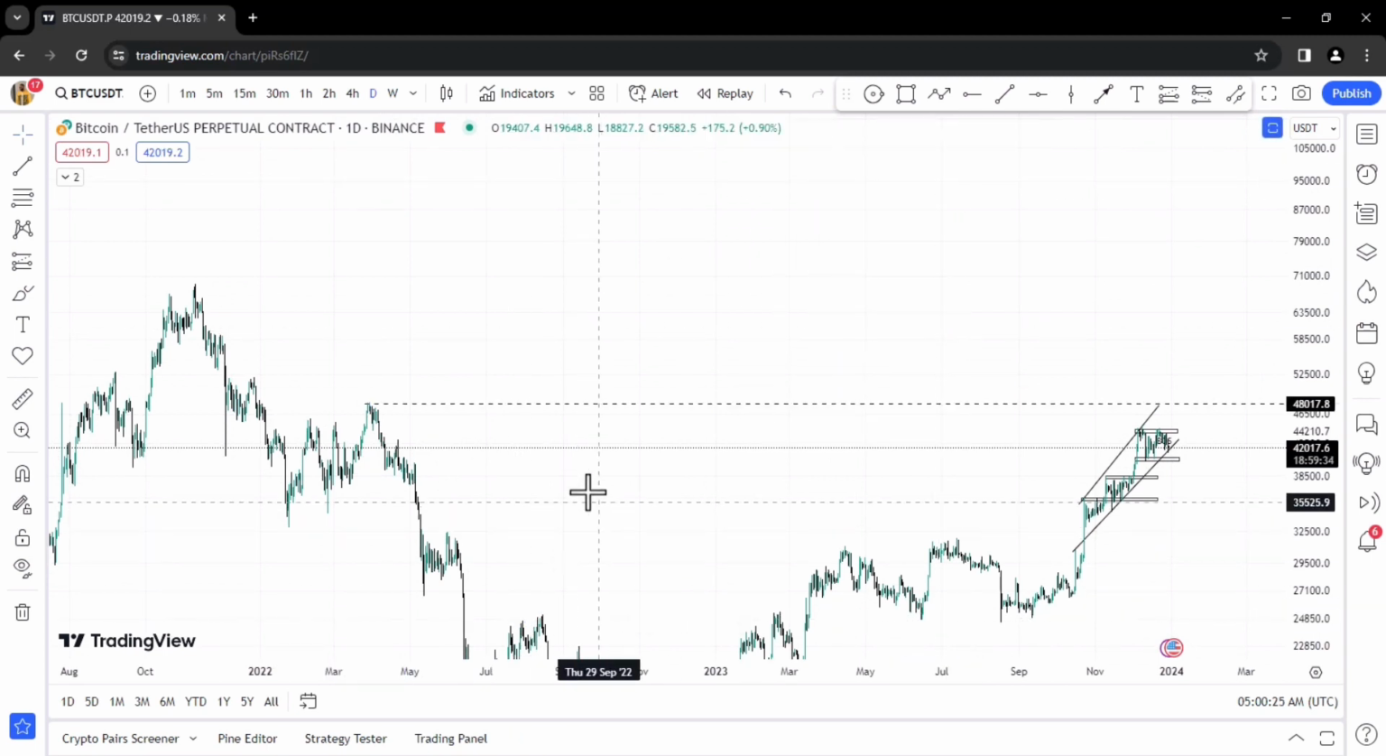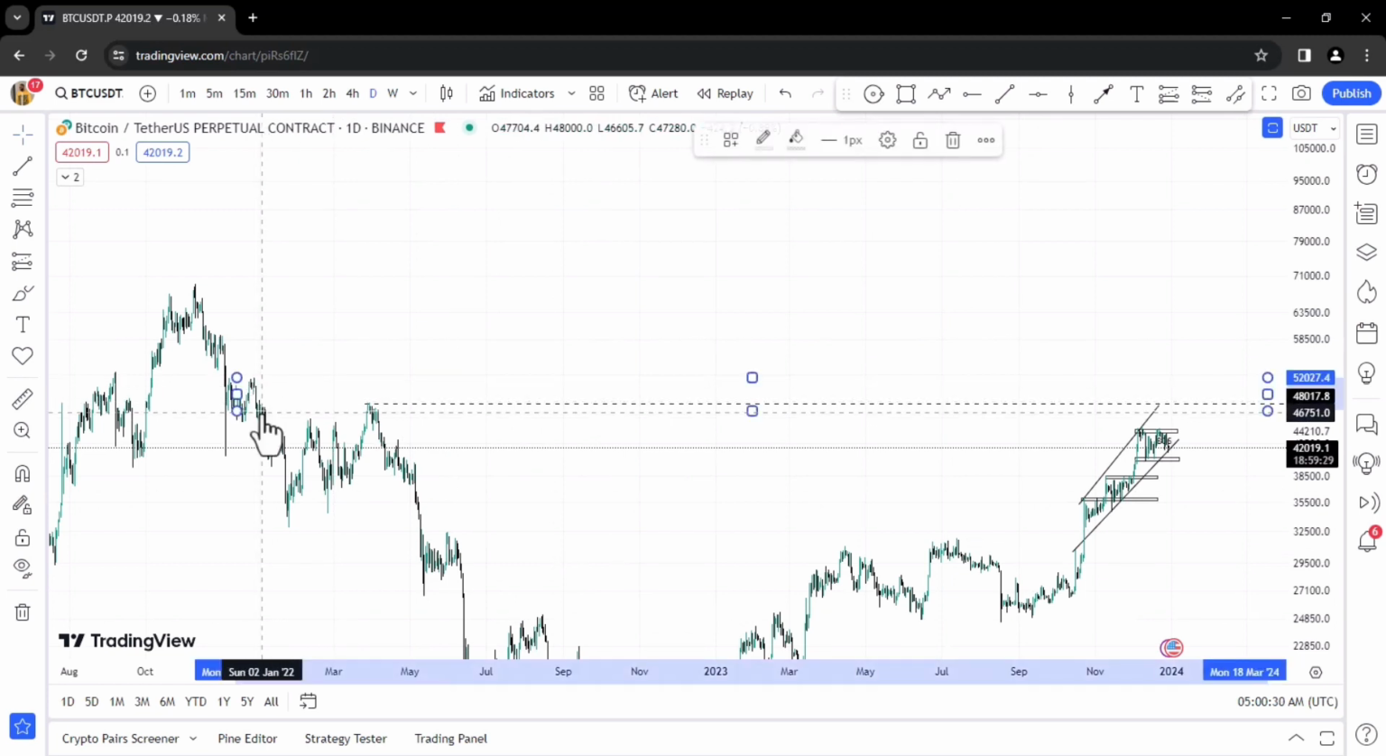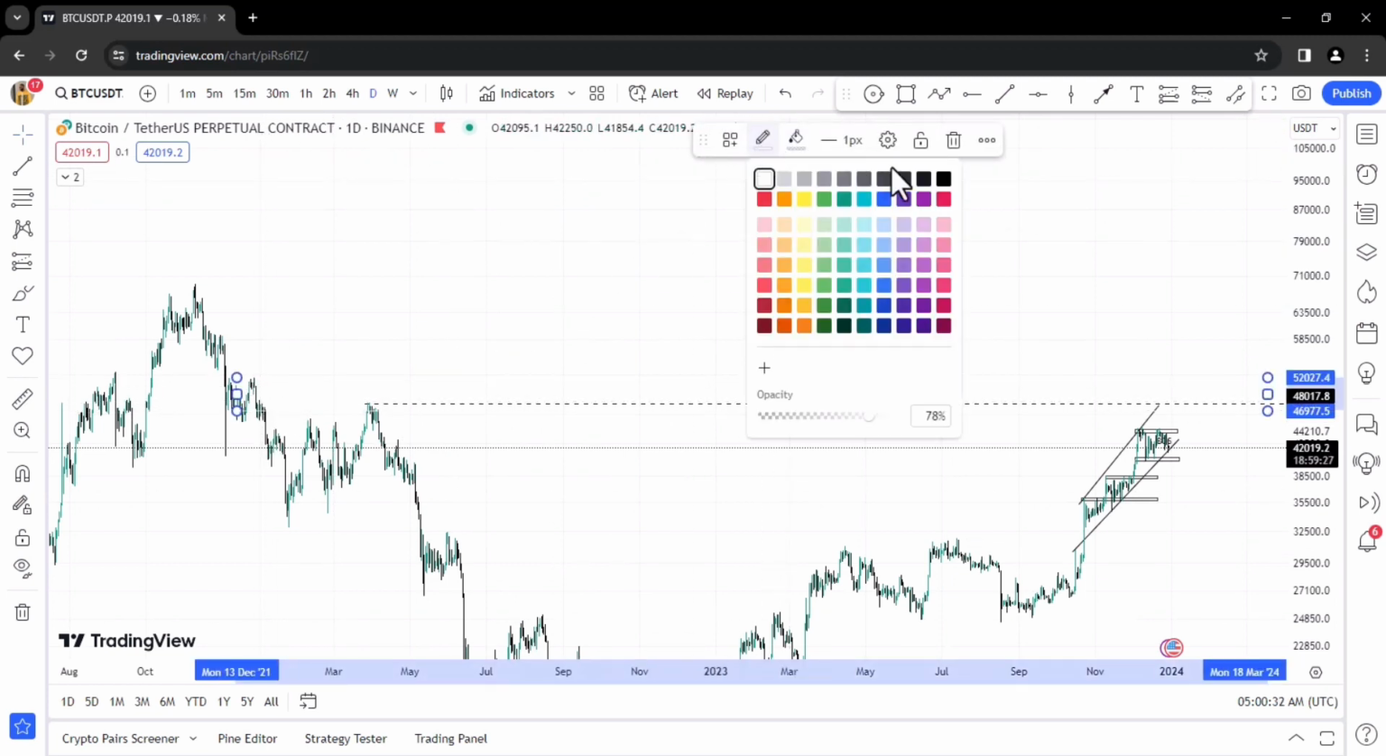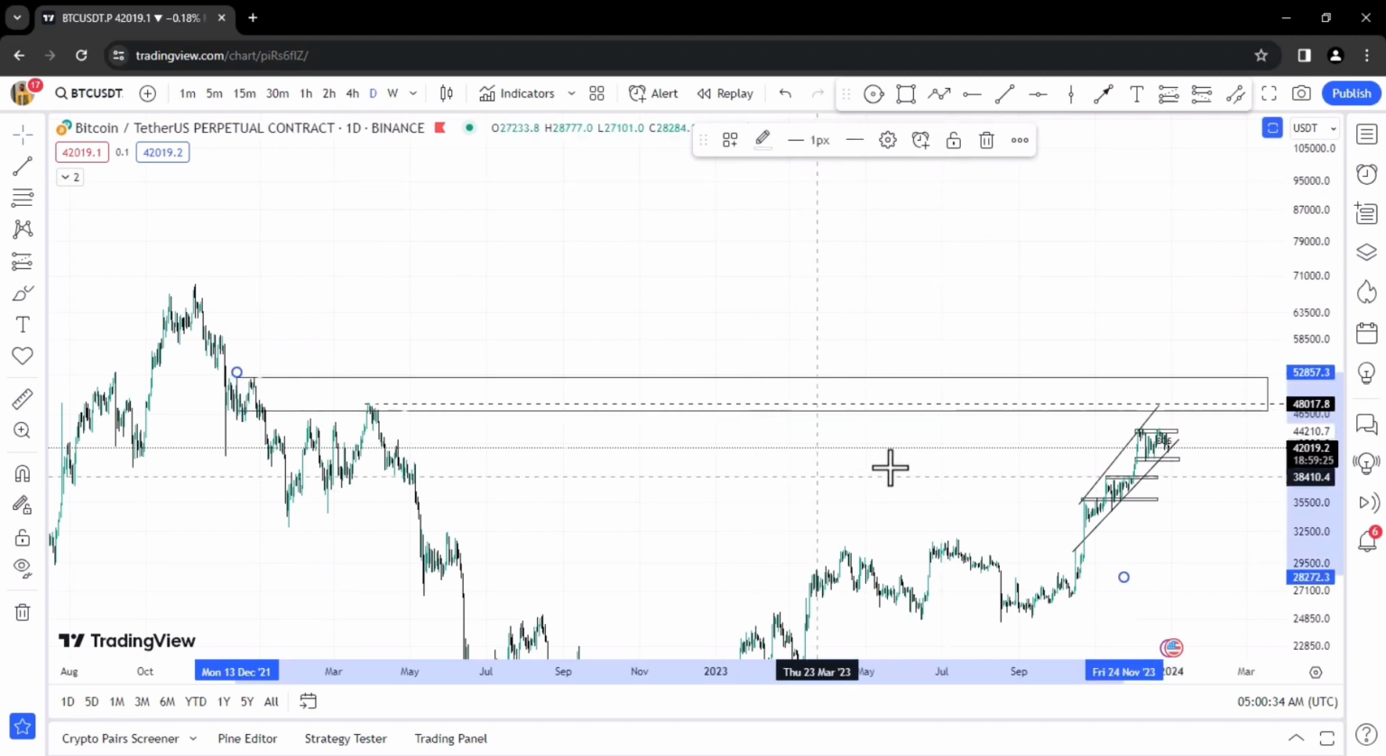Sorry, I just recently changed my template, so a lot of things are still not the way I want it.